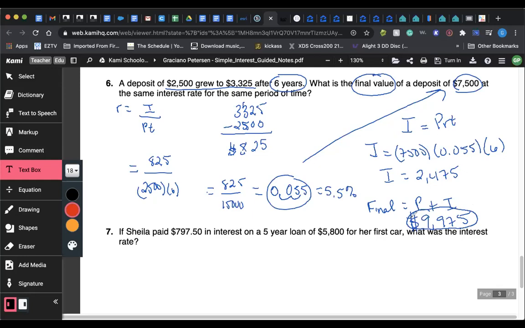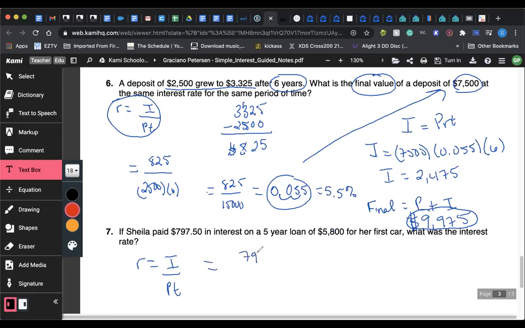Okay, final word problem. I'm rushing a little bit so I can get you out of here on time. It says, if Sheila paid $797.50 in interest on a 5-year loan of $5,800 for her first car, what was the interest rate? Again, we're doing the same thing as the first step of problem 6, using the rate formula: rate is equal to I divided by PT. But unlike problem 6, they give us all the information. We have the interest, the principal, and the time, 5 years. So we're just going to put that in.